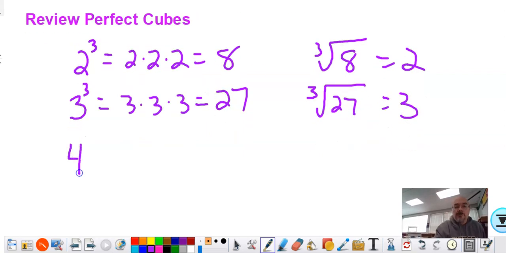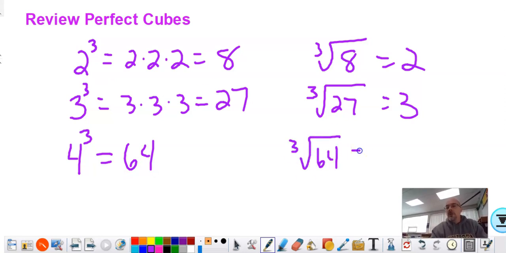Okay, so 4 cubed, ladies and gentlemen. Now, I should have that one memorized, but I don't. So let me type this in quick. Yeah, 4 cubed is 64. And the cubic root of 64 is 4. Okay, so that's all I'm going to do with the perfect cubes. You have a calculator on your Chromebook. If you don't know your perfect cubes, you can use your calculator to help figure them out. Why do we need to know these perfect cubes?